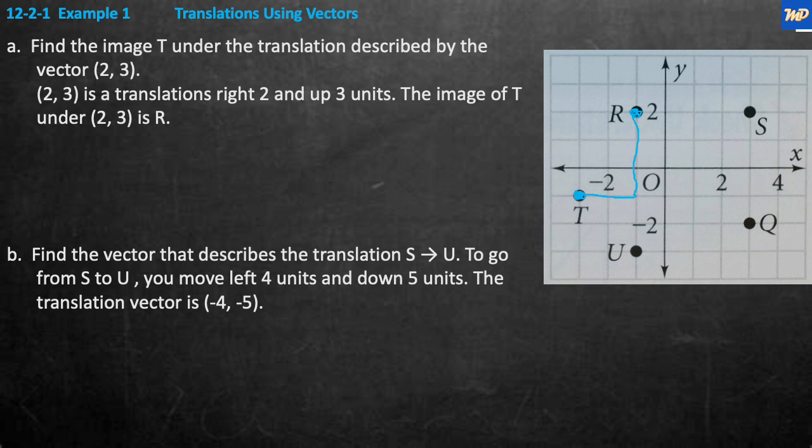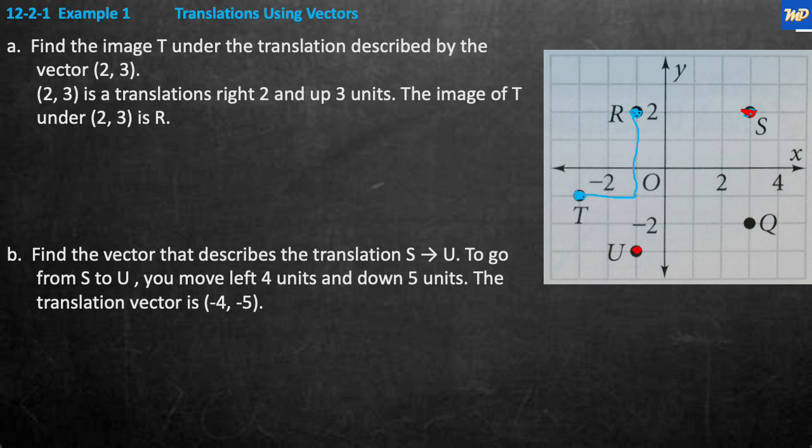Find the vector that describes the translation S to U. To go from S to U, you move left 4 units and down 5 units. Okay, so the translation vector is -4, -5. So let's look at it now. To go from S, here's S, right over here. Maybe I'll change colors. S is right here. I'll use red. Okay, and you want S to U, and U is way down over here, right?